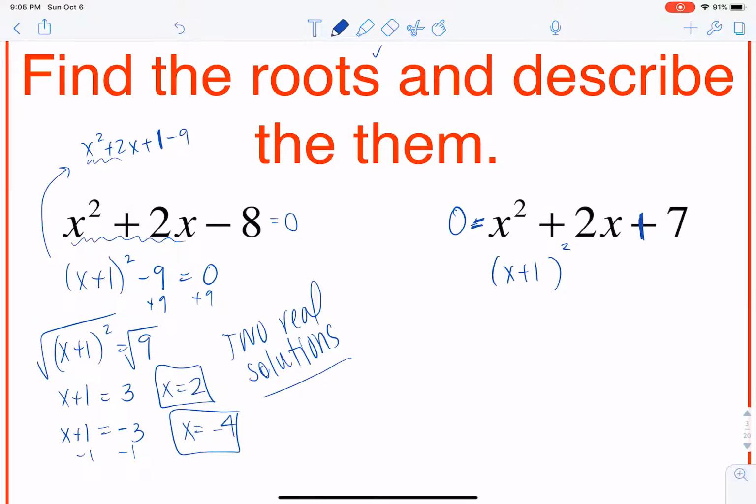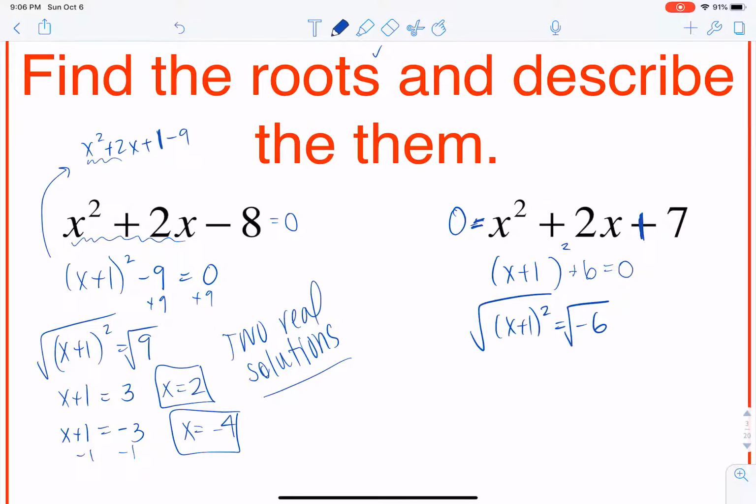So I have x plus 1 squared. And I know that this is really x squared plus 2x plus 1. So what do I have to do to get from 1 to positive 7? I would have to add 6. So now I can go ahead and solve this. I'll subtract 6 from both sides. So I have x plus 1 squared is equal to negative 6.